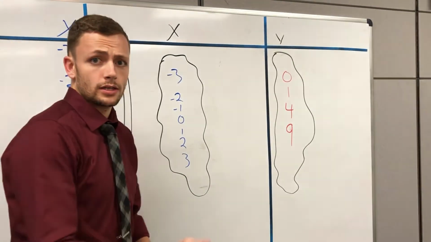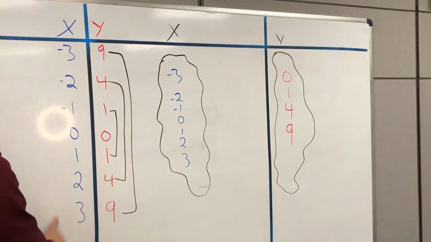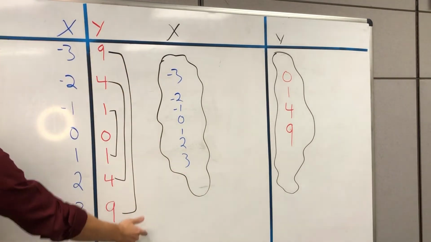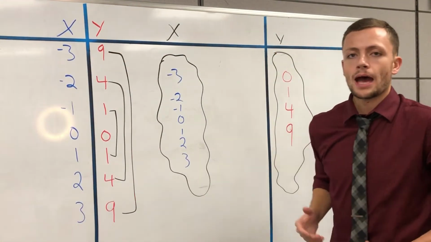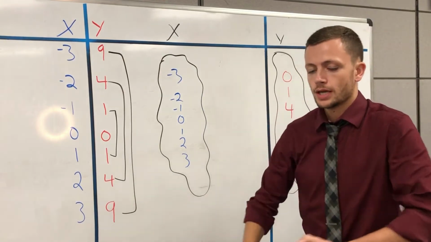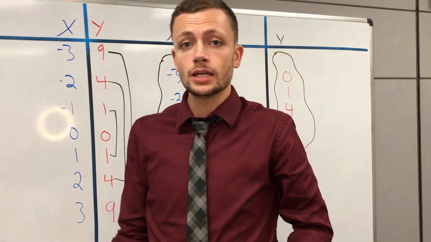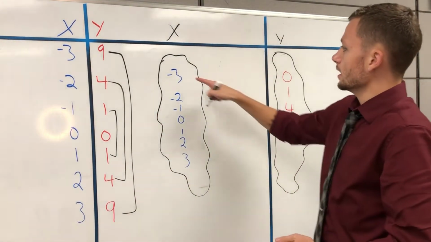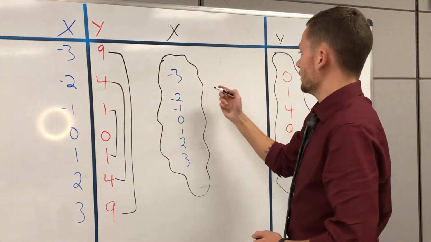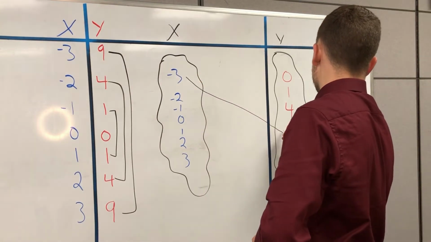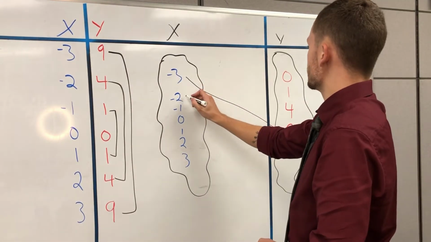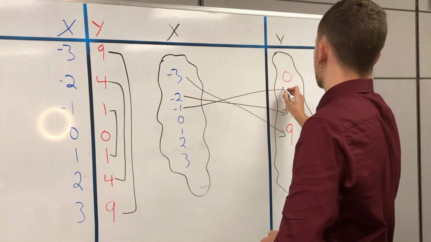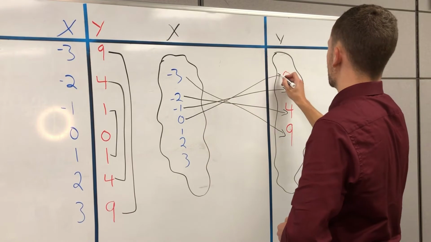If we take a look here, all the same x inputs are in my little x pool, same with the y's. Now our function is our rule that maps our x values to our y values. I put my x values into the machine and I get the y values out. So when I plug in -3, I get 9. If I plug in -2, I get 4. When I plug in -1, I get 1. If I plug in 0, I get 0.